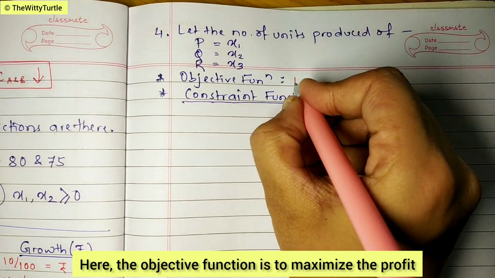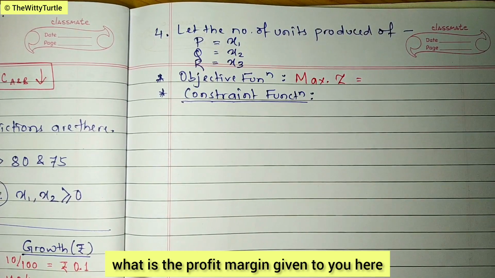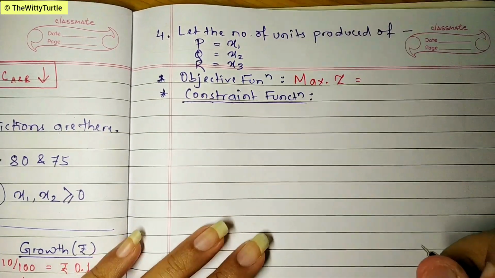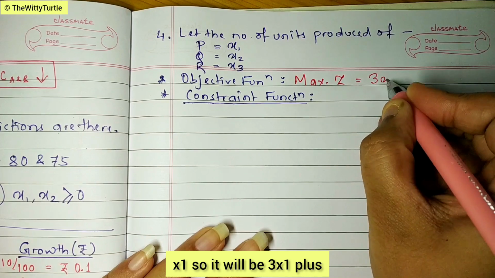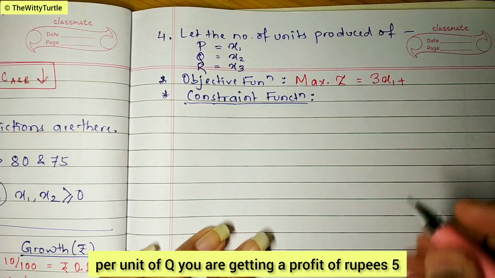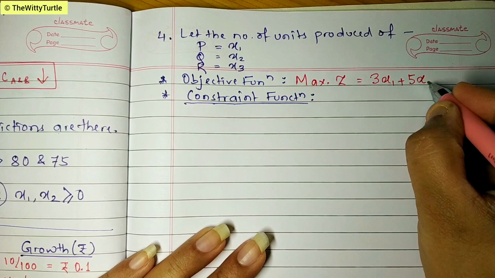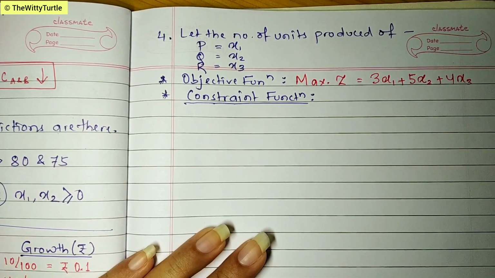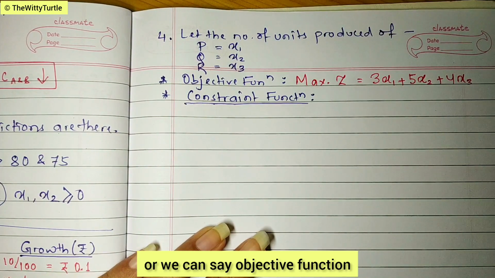Here the objective function is to maximize the profit. So maximize Z equals to, what is the profit margin given to you here? Per unit of P it is rupees 3 and we need to produce how many units of P? x1. So it will be 3x1 plus per unit of Q you are getting a profit of rupees 5. So how many units of Q we are producing? x2 and similarly 4x3, right? This is your maximization function, or we can say objective function.